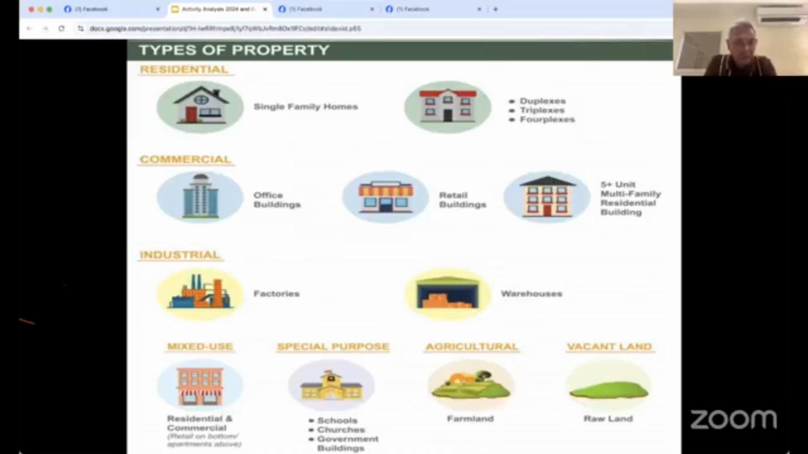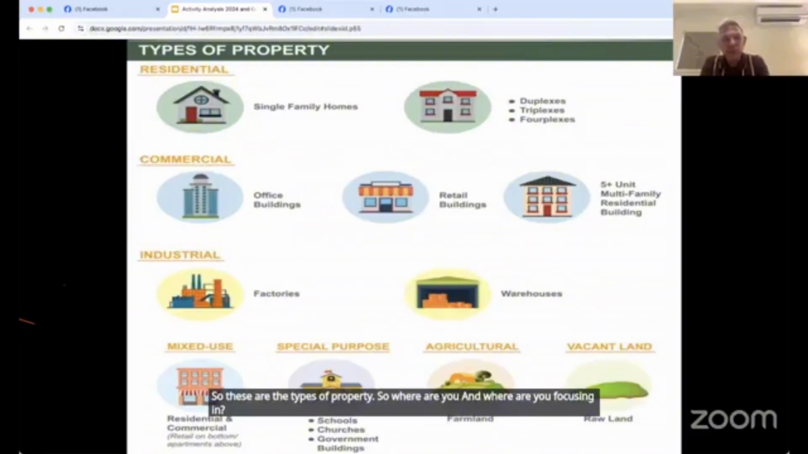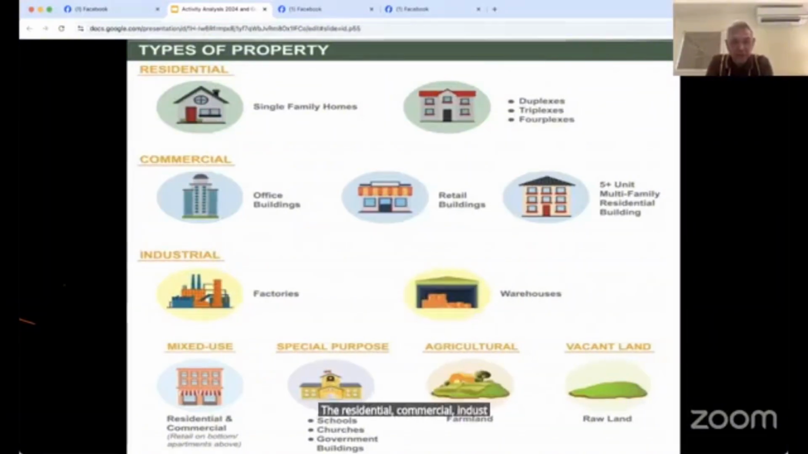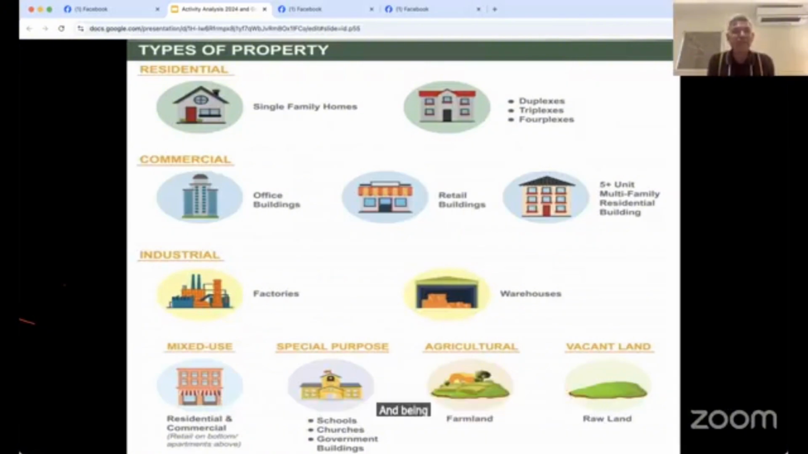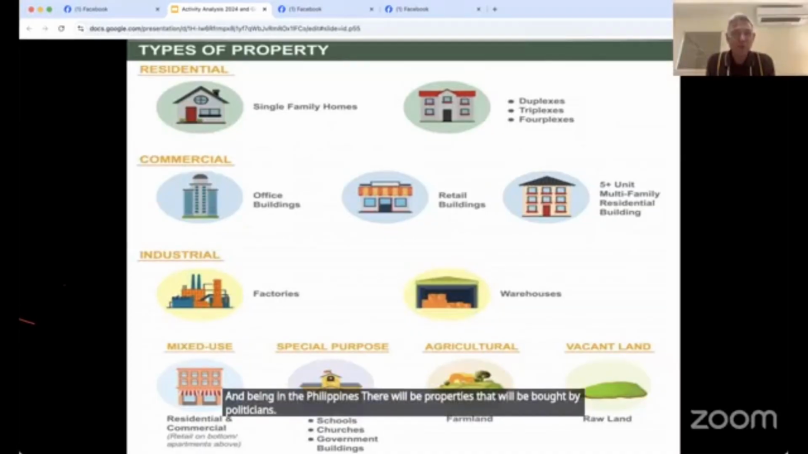So these are the types of property. Where are you focusing? The residential, commercial, industrial, mixed use, M&As, agricultural, special purpose buildings. Are you connected with a tip? This is election year. And being in the Philippines, there will be properties that will be bought by politicians. If you know what I mean.